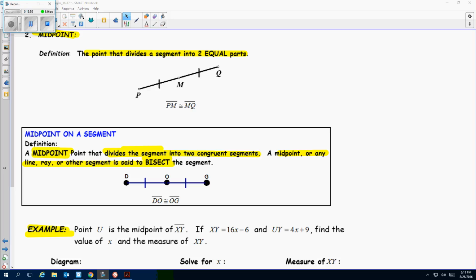All right. I need you to copy down the midpoint, what I've highlighted, and the definition. We're also going to need you to draw this example. Sorry I didn't highlight that. But there's a couple things I need you to understand.